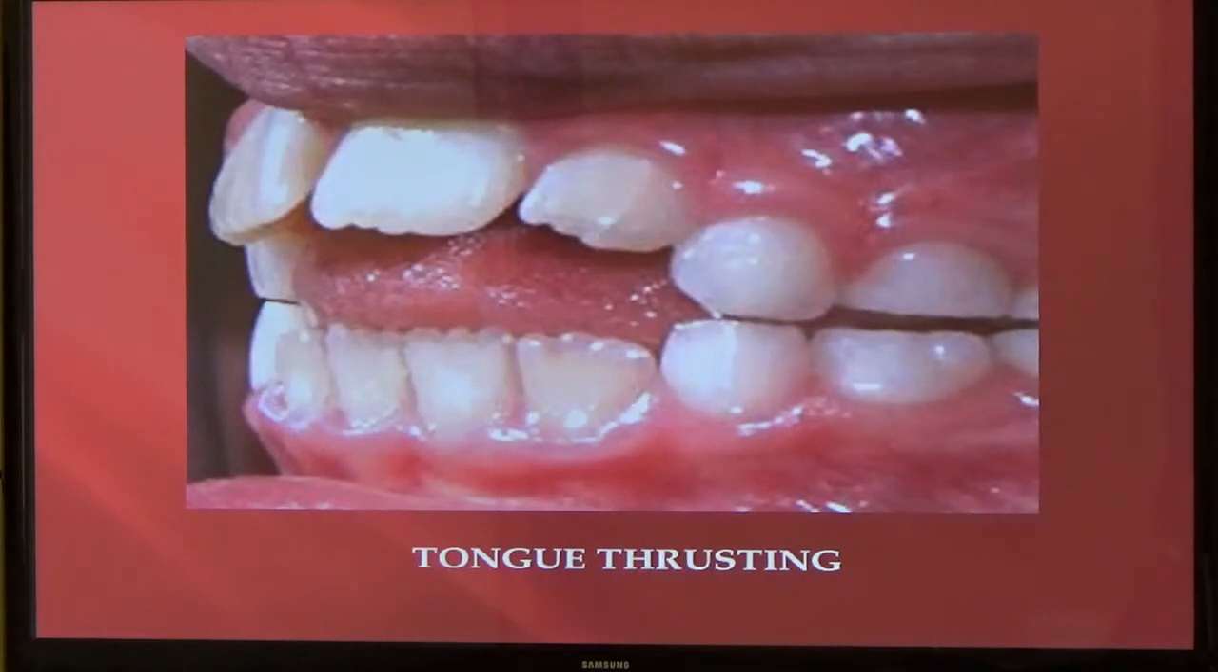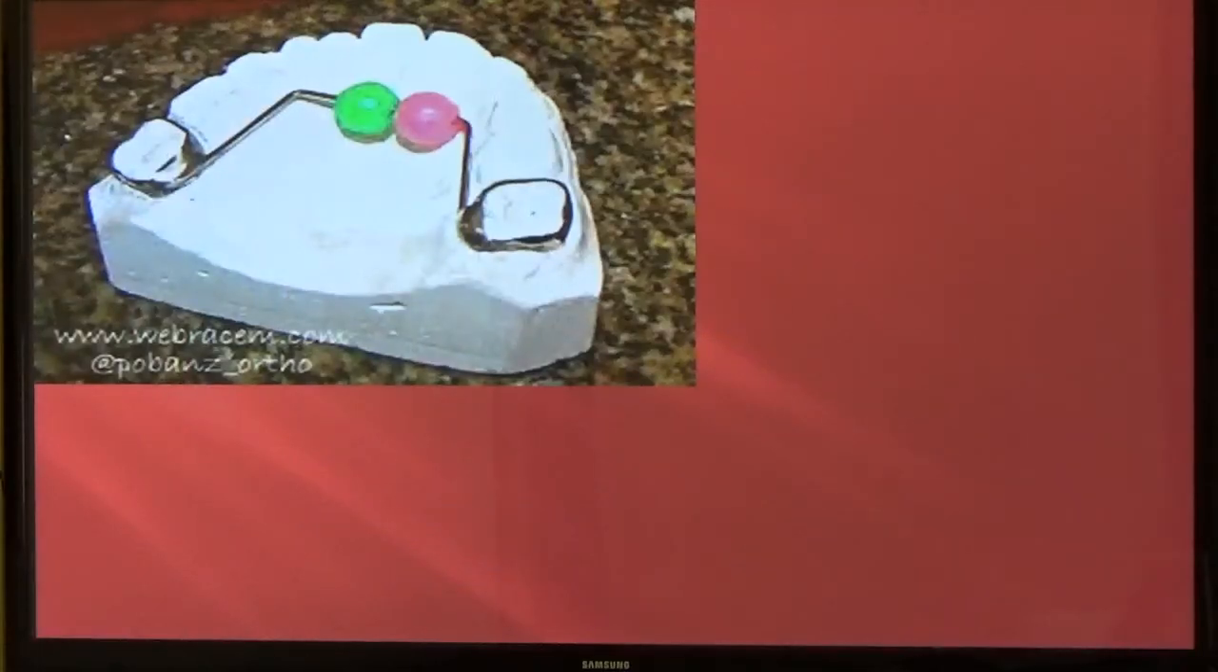And you've probably heard some patients talking, and you see how they pronounce some of the words. Again, the tongue when you talk should be up on top. But some patients talk and they use their teeth. They bring their tongue forward.